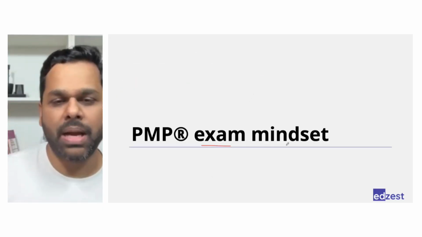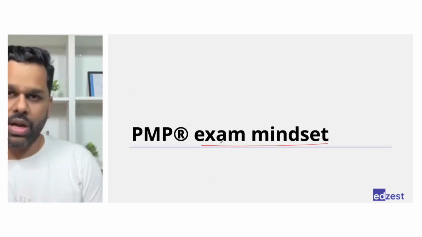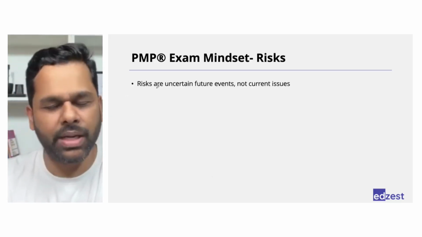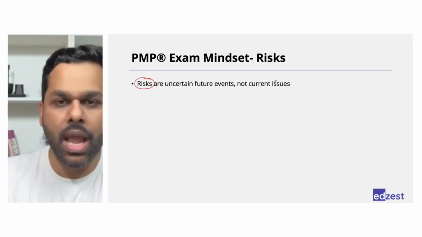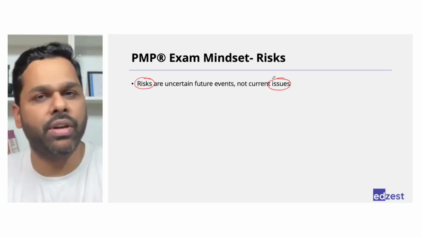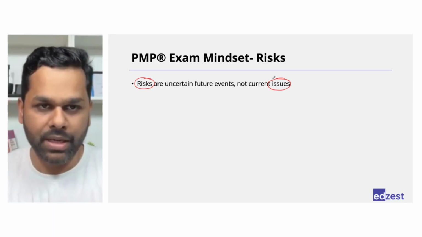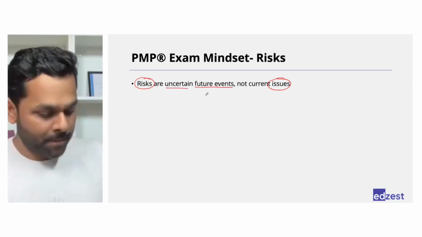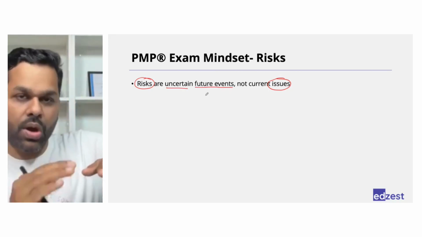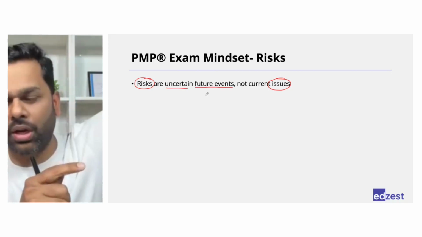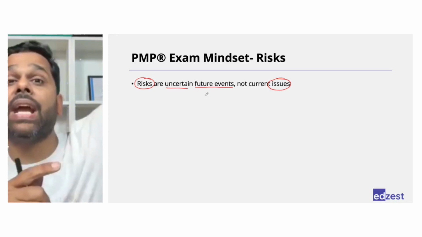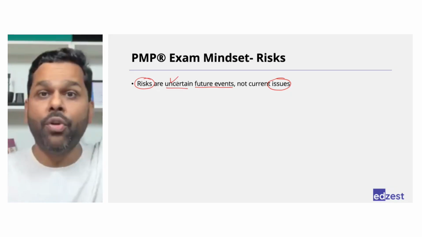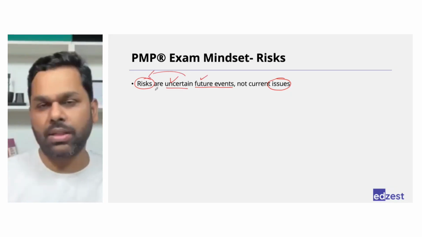Now comes the part of exam mindset. What should you keep in mind whenever you are answering the questions? Most important is this, and it will definitely be tested: risks and issues are different. Risks are uncertain future events. You are sitting with your team and saying that we have to carry out this activity in future. What type of problems might happen? Might happen means uncertain, in future. That is your risk.